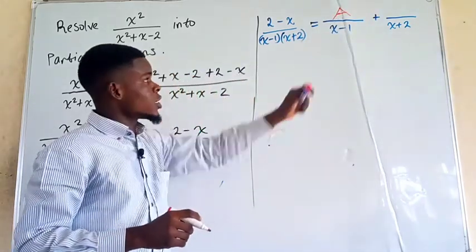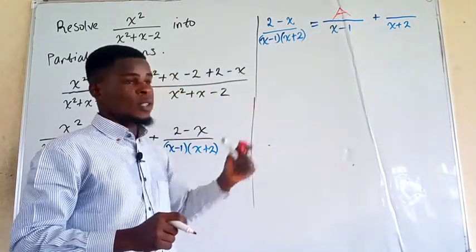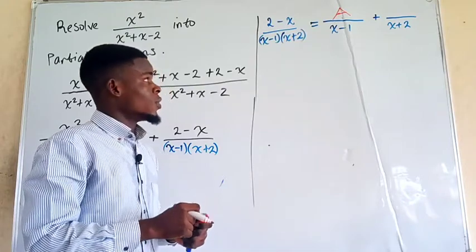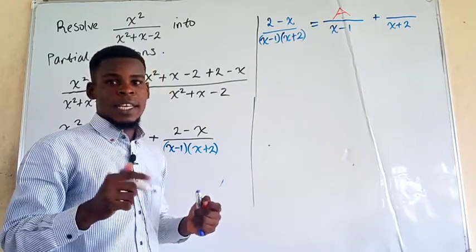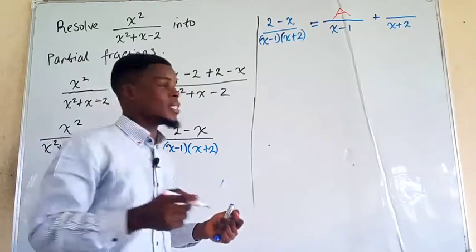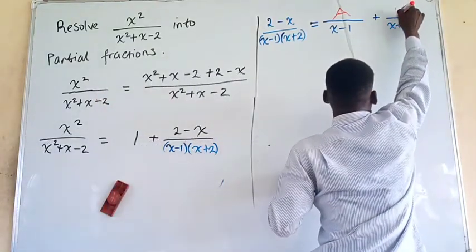The same applies to the other fraction. Since the denominator is just a linear factor, the numerator will be one degree less than that, which is just a constant term. So let's follow the alphabetical order.